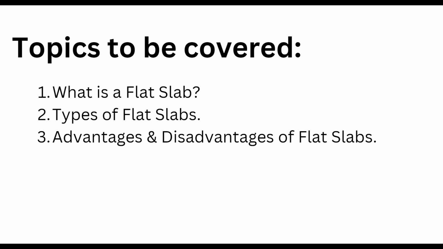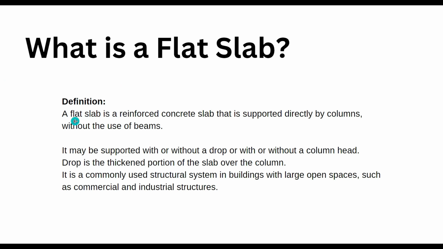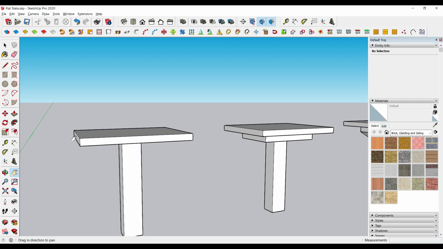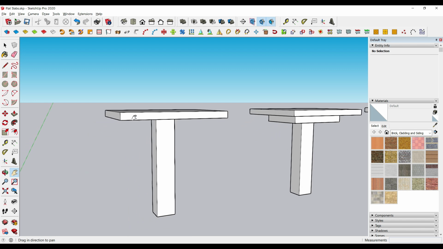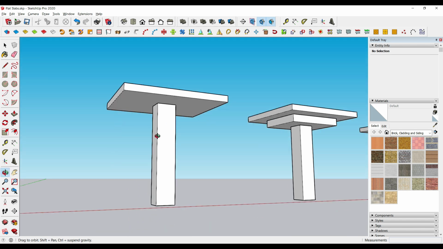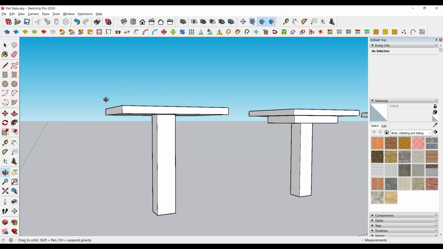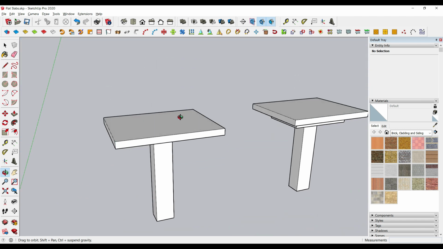So basically, what is a flat slab? A simple definition is given here. A flat slab is a reinforced concrete slab. Basically it's made up of RCC that is supported directly by columns without the use of beams. What I mean by that is it looks something like this. We have a slab on top, and the slab is directly supported on columns. We don't have any beams in the picture. So when we have a condition like this, it is called a flat slab.